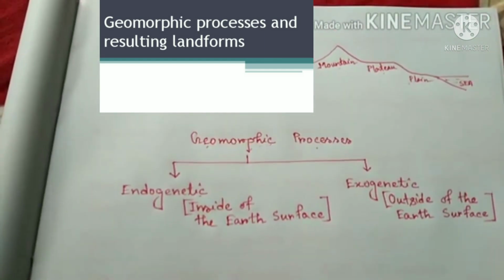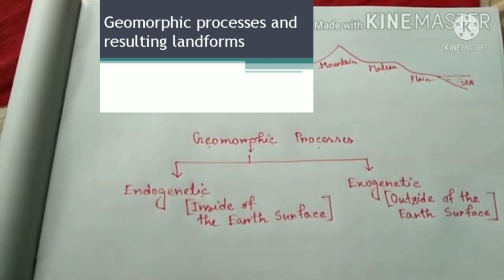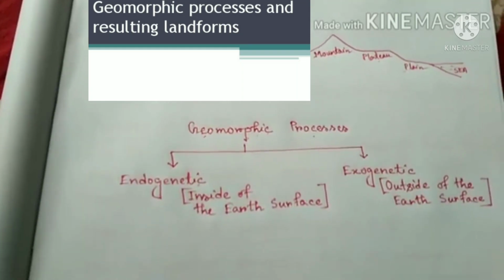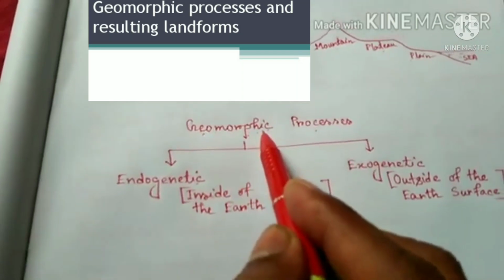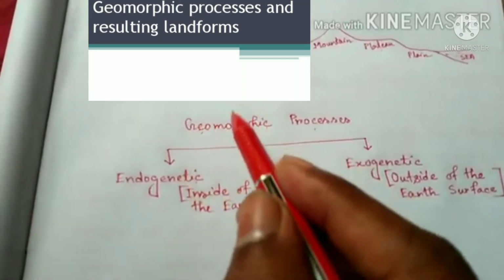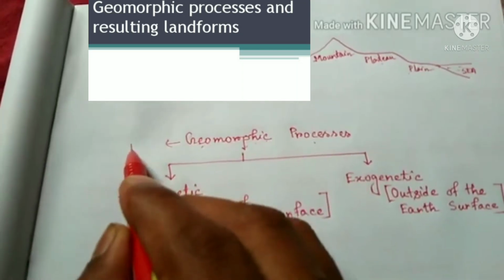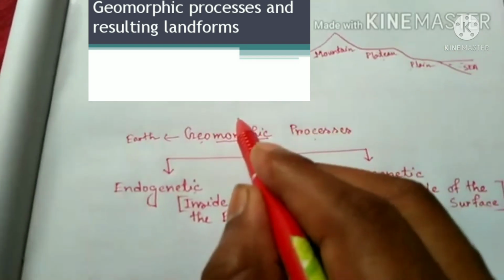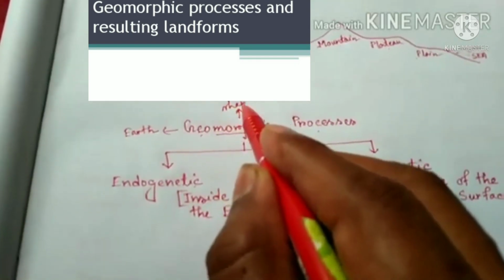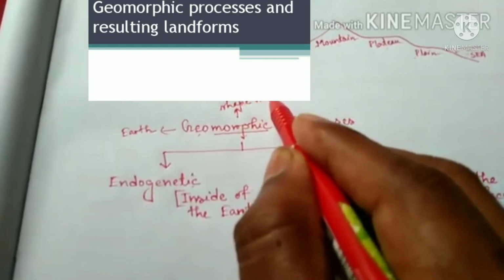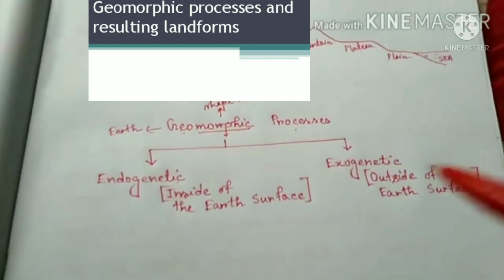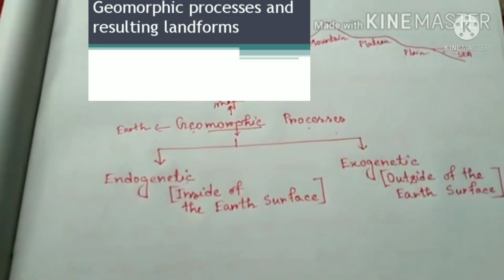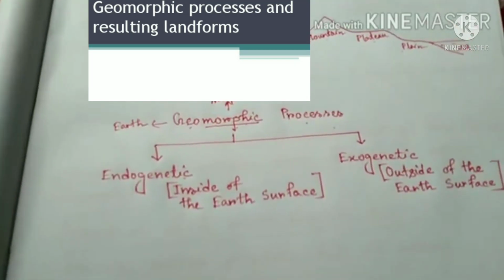Now what is the main reason behind such kind of unstableness of the earth? Of course the answer is geomorphic processes. If we split the word geomorphic, geo means the earth, and morphic means the shape or form. So geomorphic processes means the forming of the earth surface or shaping the earth surface.